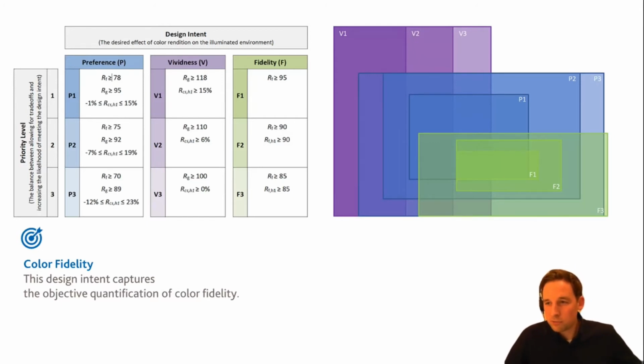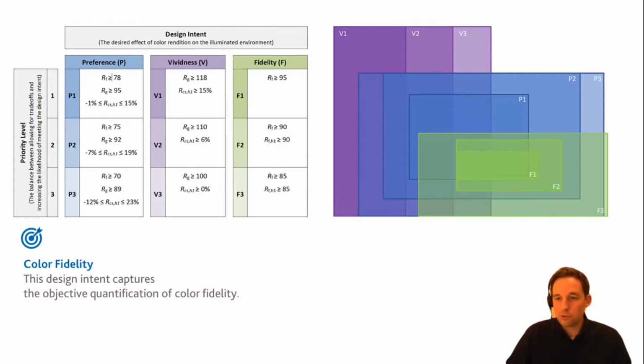What you will notice on the right-hand side is we have a graph chart here, which basically represents all of the design intents and their priorities within a graphical interface. What we need to do is choose three of these that overlap. So three priority levels within the three design intents that overlap with each other. For example, if you were choosing F1 for fidelity, then you wouldn't be able to choose V1, because they are measures that are not able to match.